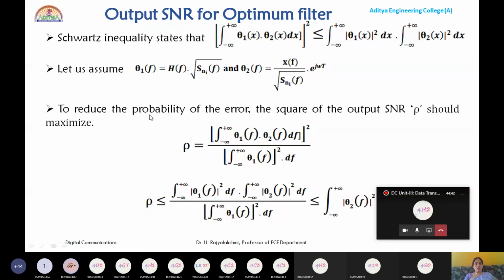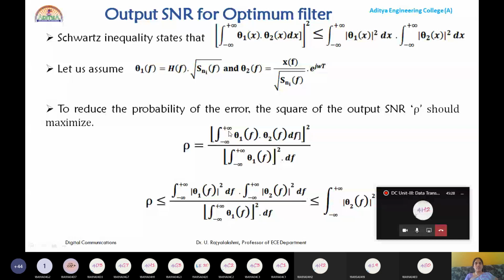Now, to reduce the probability of error, the square of the output SNR, rho, should be maximized. Already you know what rho is: the square of the output signal, x naught of t, divided by sigma whole square. That is our square of output SNR, and we are defining it in terms of the two functions.